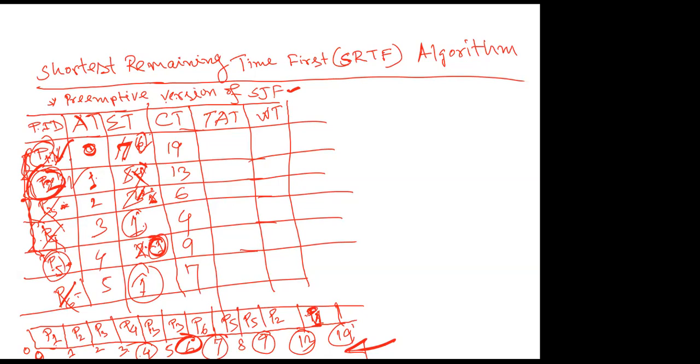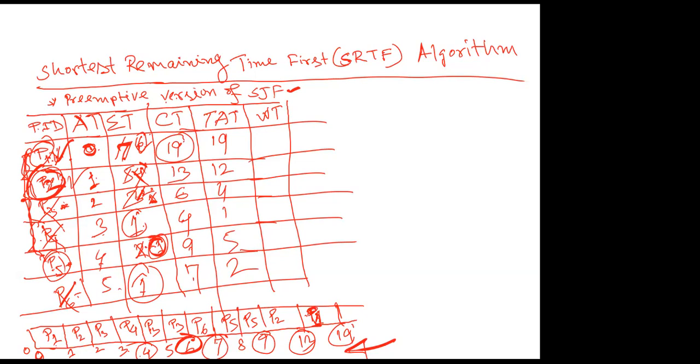Completion time 19 minus arrival time 0 means 19. 13 minus arrival time 1 is 12. 6 minus 2 is 4. 4 minus 3 is 1. 9 minus 4 is 5. 7 minus 2 is 5. This is the turnaround time for each process.